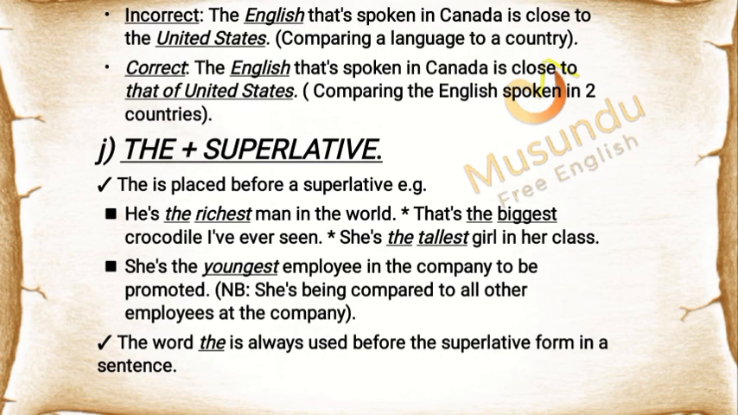J, the plus superlative. The is placed before a superlative. Examples: he's the richest man in the world. That's the biggest crocodile I've ever seen. She's the tallest girl in her class. She's the youngest employee in the company to be promoted. NB: she's being compared to all other employees at the company. The word "the" is always used before the superlative form in a sentence.